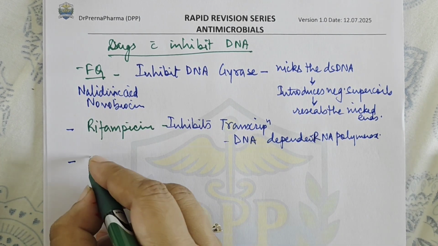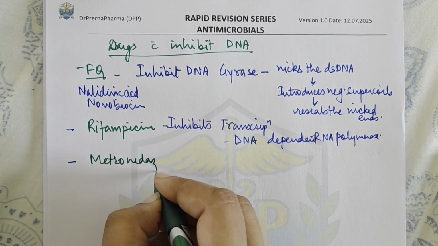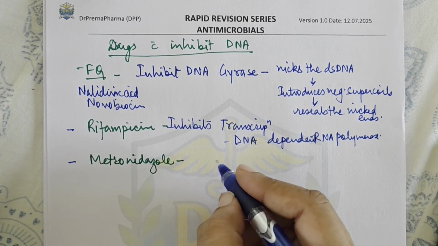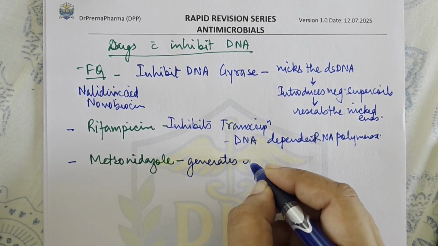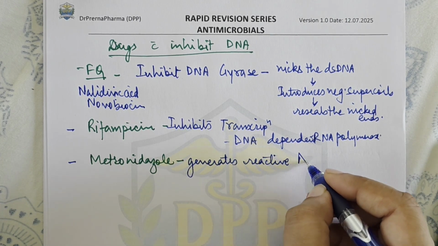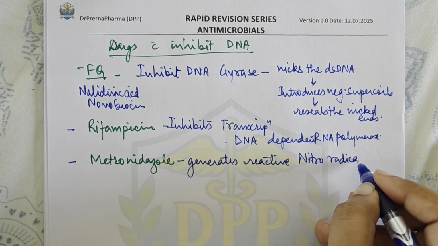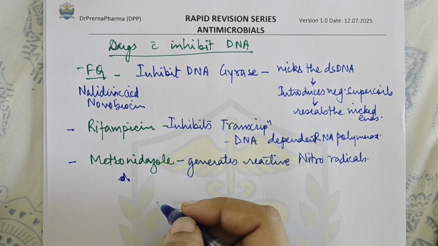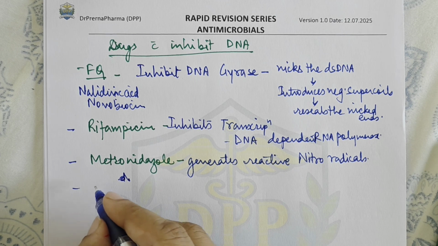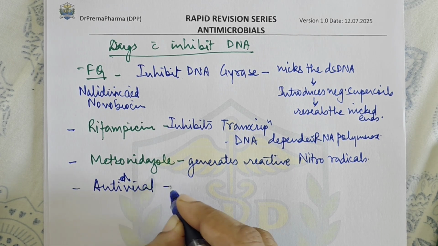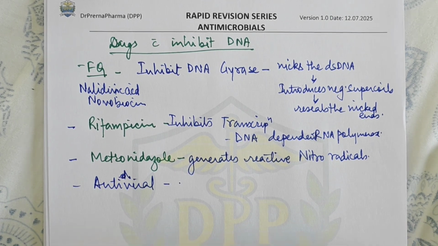Then another drug which also inhibits the DNA is metronidazole. So what does metronidazole do? It basically generates reactive nitro radicals. Then nitrofurantoin is also considered to be acting by destruction. Then we have various antiviral agents also, which are basically nucleoside analogs, that will be completed in the antivirals.